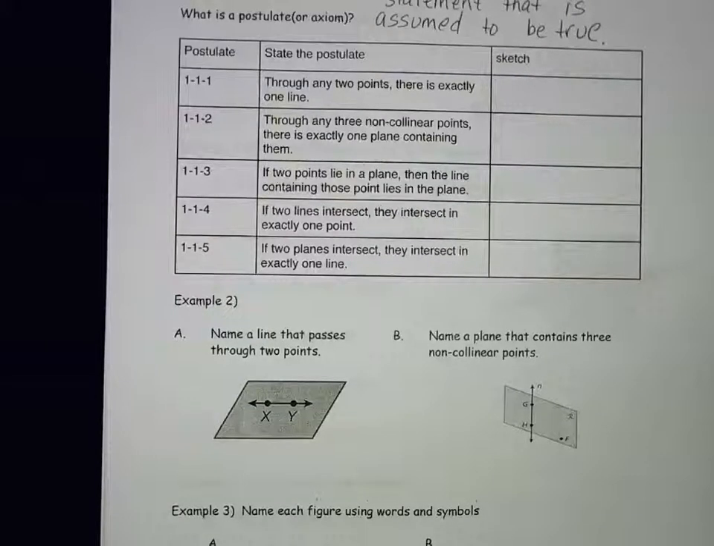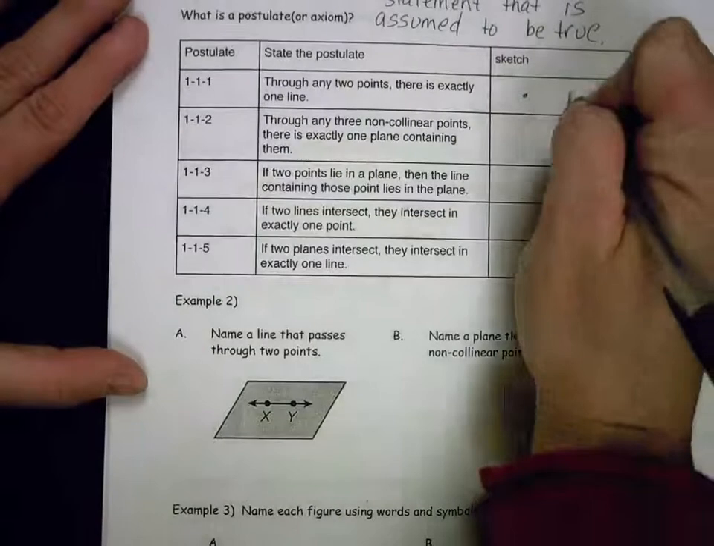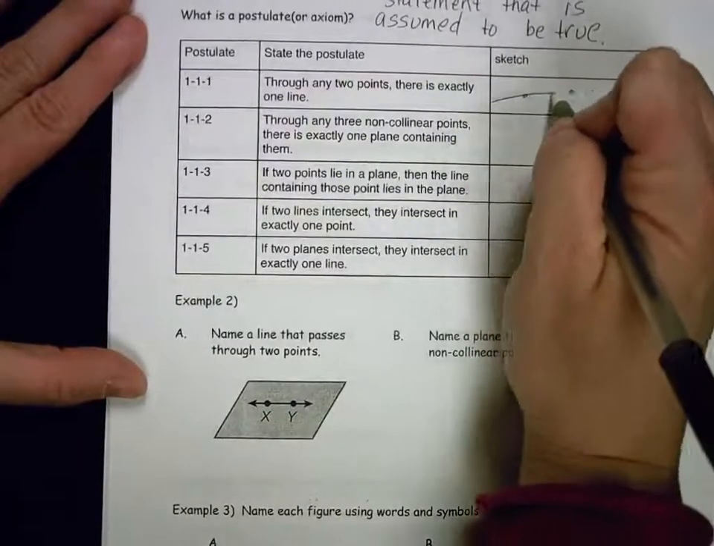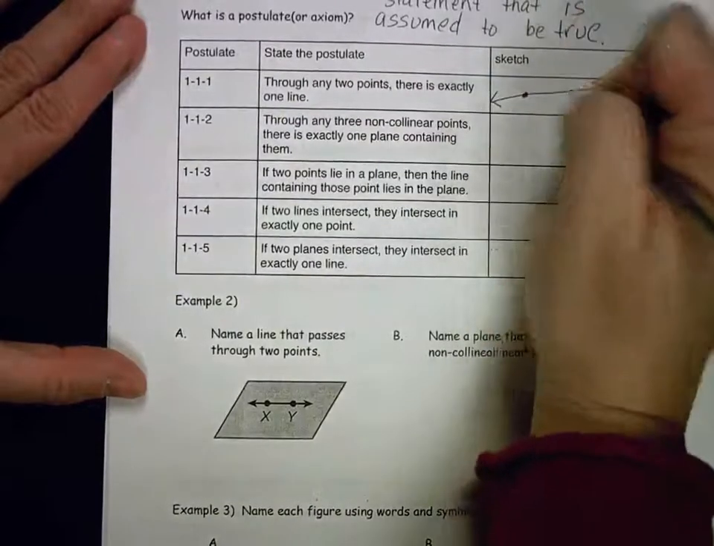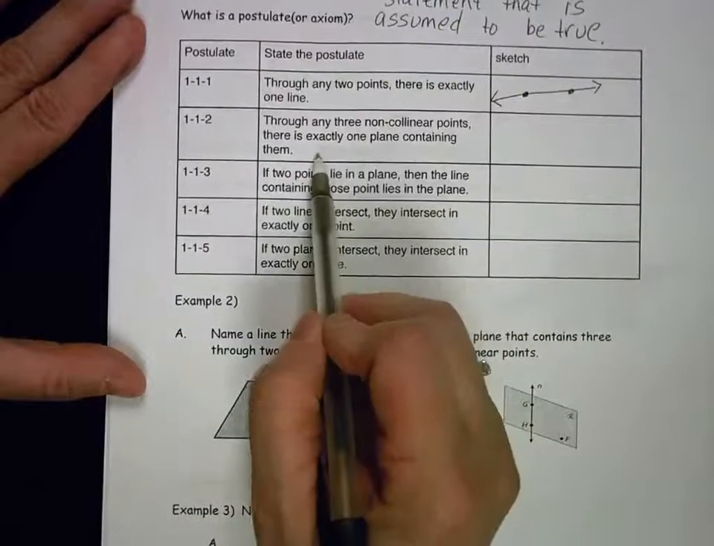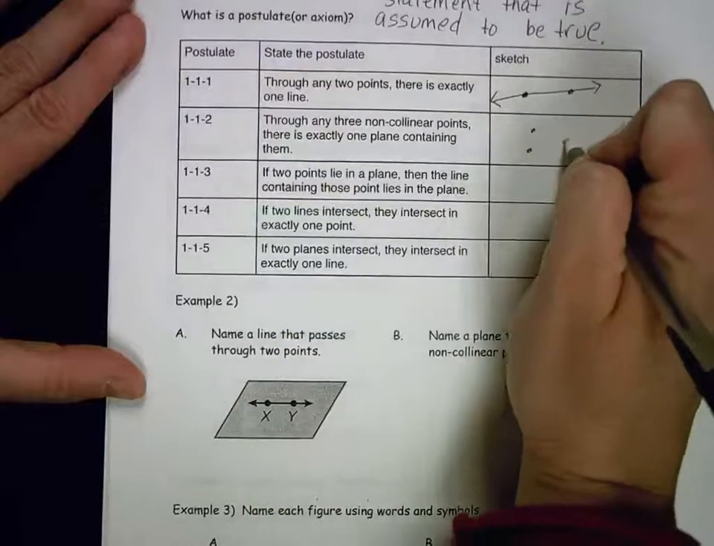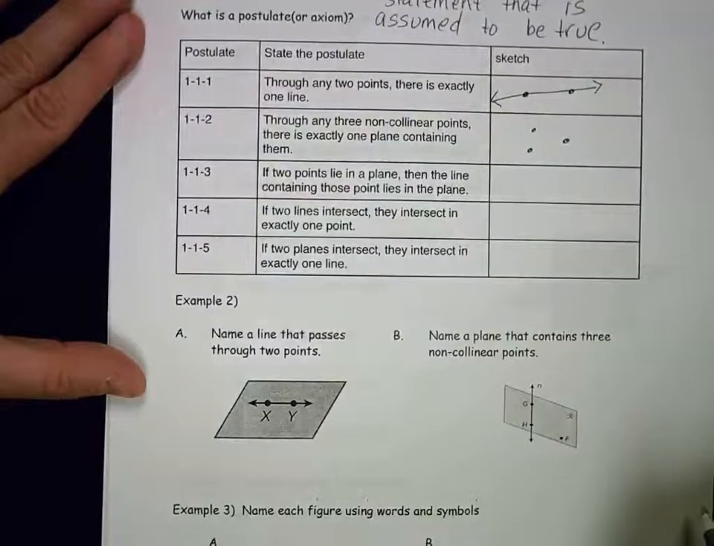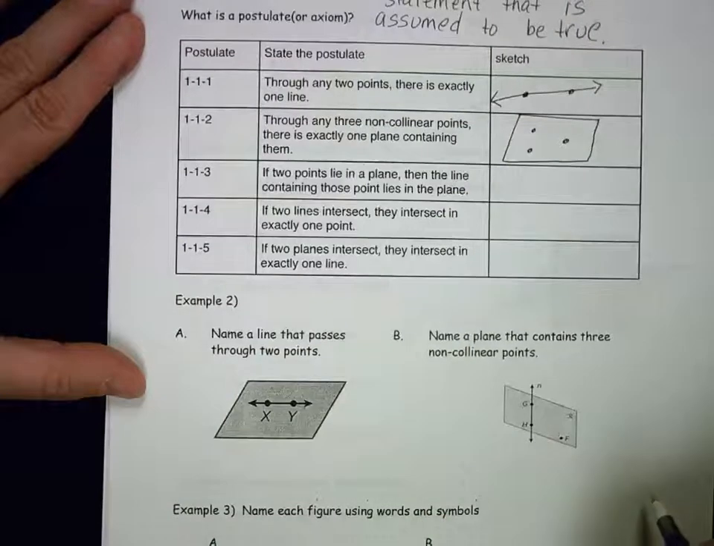The first one says, through any 2 points, there is exactly 1 line. And we need to draw a sketch with this. There's 2 points right there, and there is a line. So we had 2 points, and that was our line. Next one, through any 3 non-collinear points, so 3 points that are not on the same line, there is exactly 1 plane. So those 3 points determine the plane.